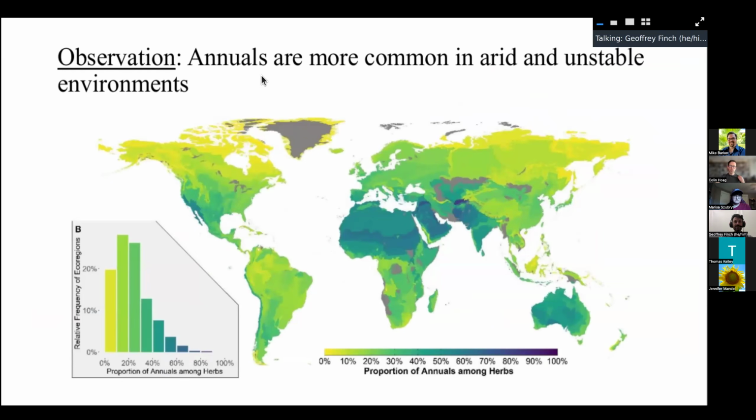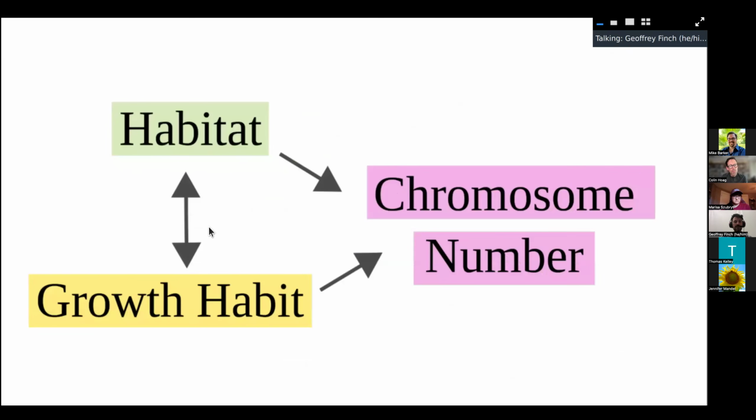However, annuals are also associated with unstable environments, right? So in this figure, you can see the proportion of annuals among herbs, where a high proportion is shown in darker colors. And if we focus on this region where the Macrantherinae are concentrated, we have a high proportion of annuals. So we have to account for this relationship between growth habit and habitat that is independent of chromosome number as well.